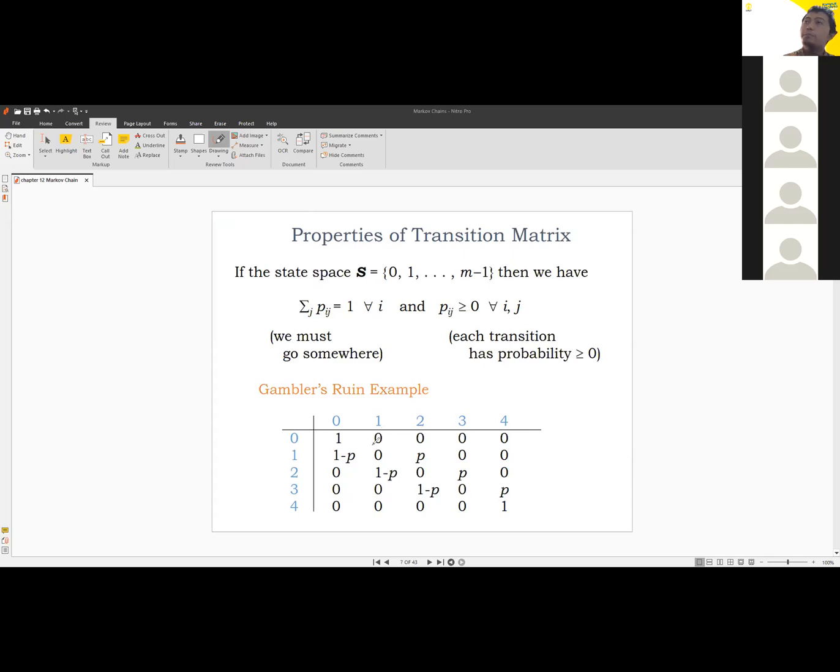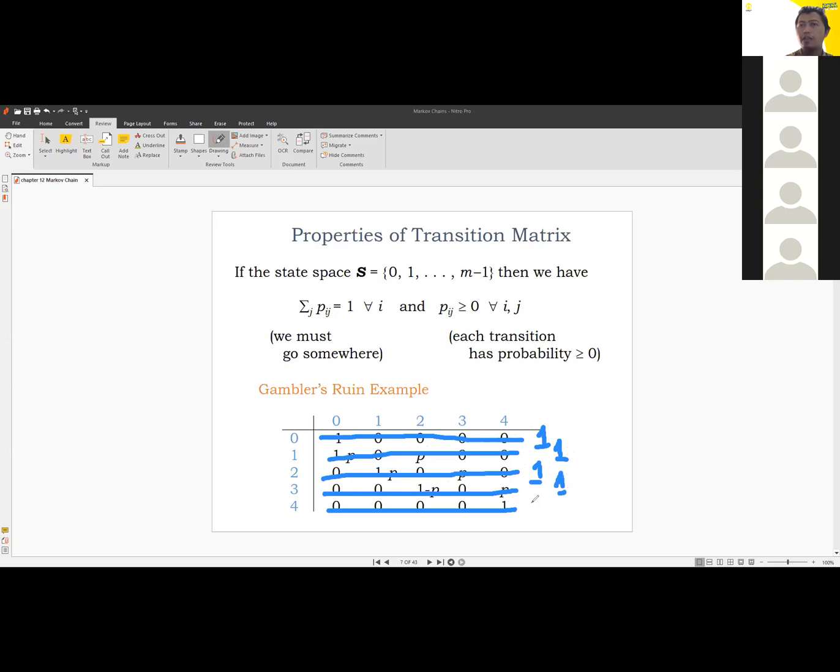The properties simply say that in each row, the total probability should be equal to 1. This total should be 1, this total should be 1, and this total should be 1. Yeah, that is the first property.